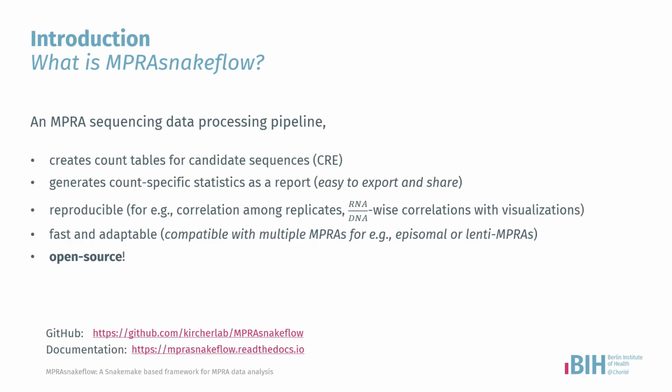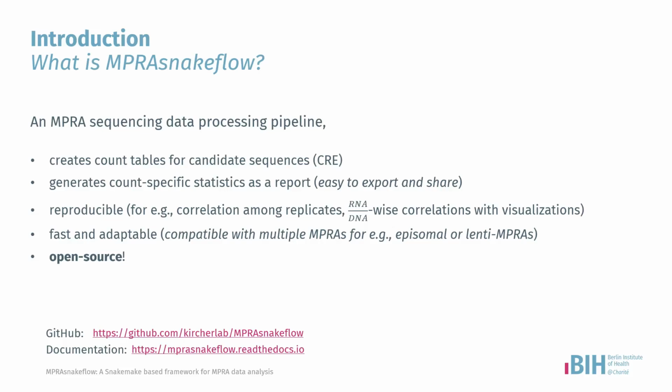When experiment replicates data are provided, MPRAsnakeflow can compute correlation among these replicates with visualizations, thereby addressing the reproducibility of these MPRA experiments. We have made MPRAsnakeflow fast and adaptable, which means it's compatible with multiple types of MPRA experimental setups, such as episomal or lenti-MPRAs. And finally, it is open source, as you might have already noticed. The GitHub link and documentation link are shown below.